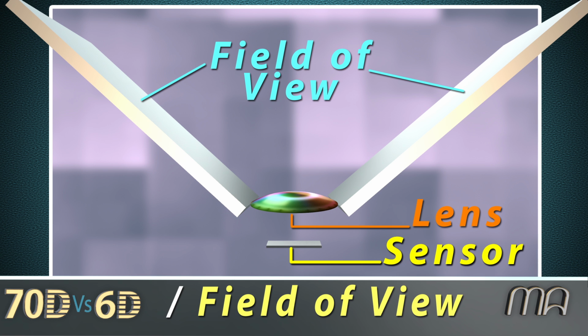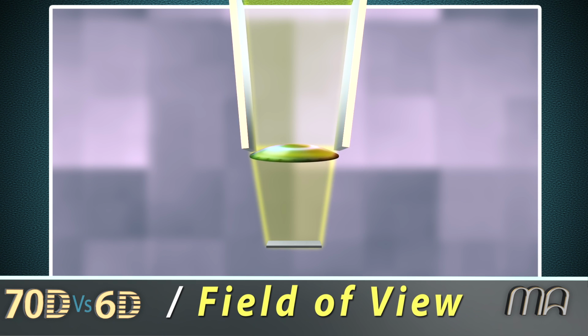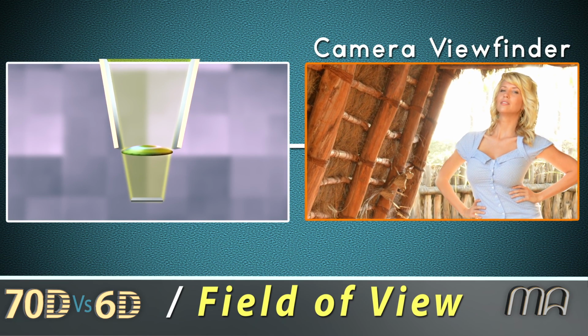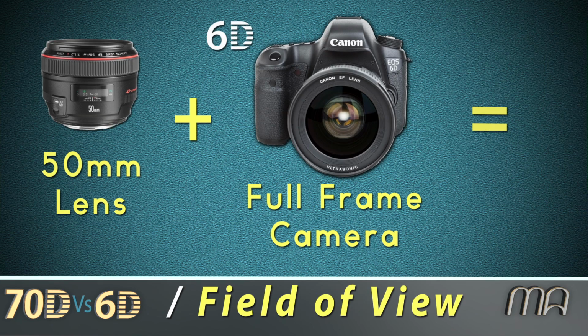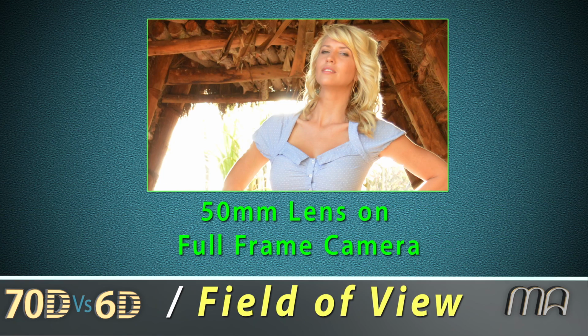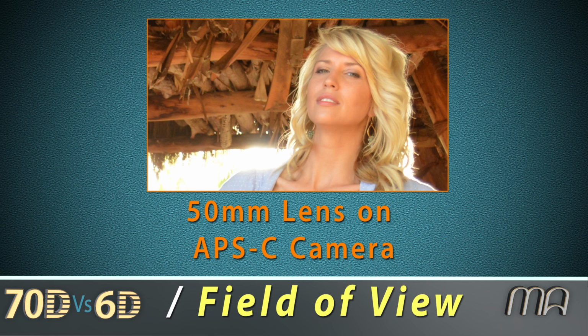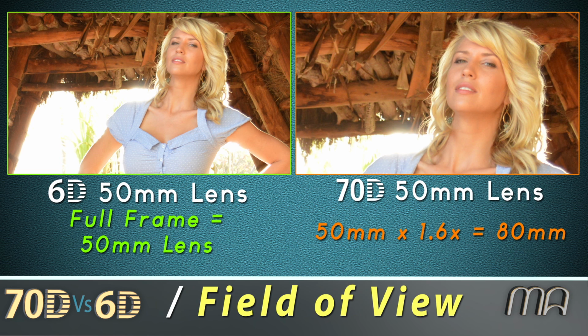Three important key differences. The first important key difference is your field of view, what you're seeing through the viewfinder. On a full-frame camera, you can expect that a 50mm lens is going to behave like a 50mm lens. It's going to give you the equivalent focal length of a 50mm field of view. If you were to take that same exact lens and put it on a crop sensor camera, in this case the 70D, you're going to experience a 1.6 multiplication factor on that focal length, which means it's going to behave like an 80mm lens, and you're not going to get as wide a field of view.